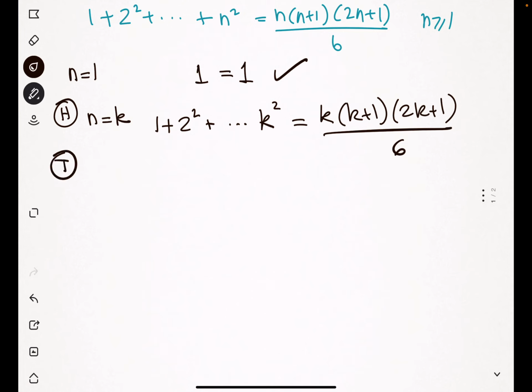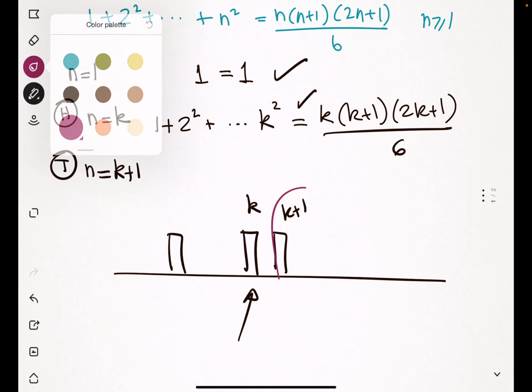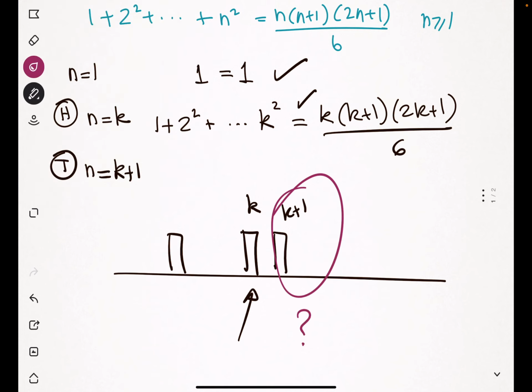And the thesis is very different. We are not assuming. The thesis is what we want to prove. We want to prove that the formula for k plus 1 is also true. In terms of dominoes, you know that the first one falls, and you are assuming that the one in place k is falling. That's the assumption. Now, the one in place k plus 1, you don't know if it's falling. This is a question. That is what you need to prove. See, that's the difference between assuming and proving. The k, we are assuming that it is falling. The k plus 1, we need to prove that it falls.